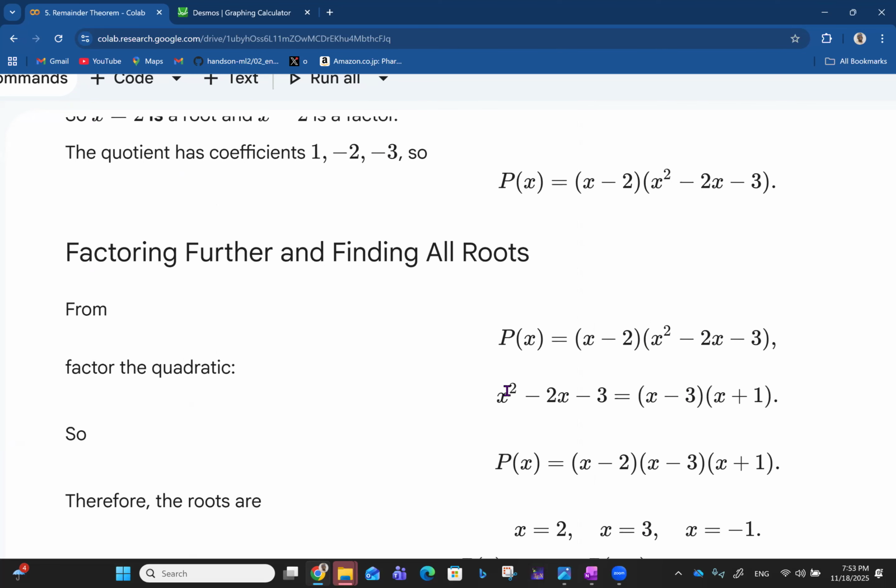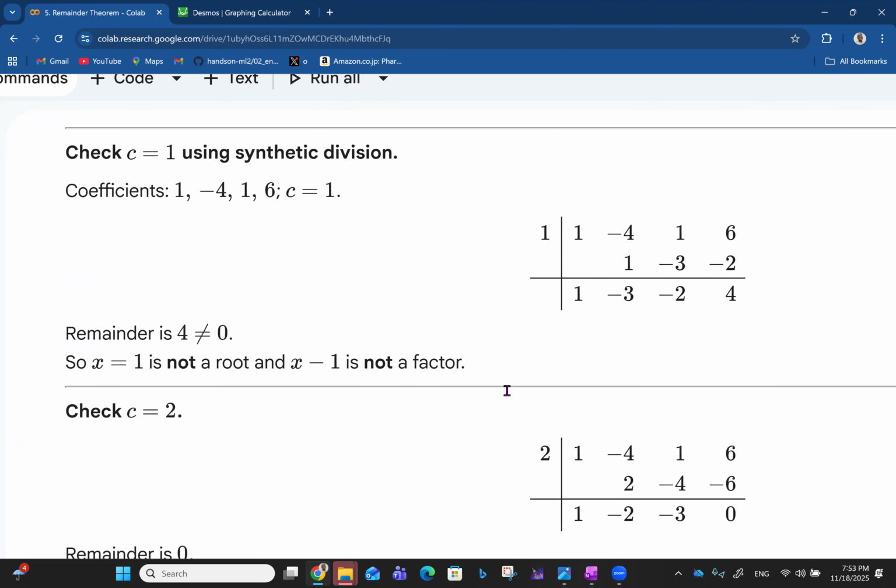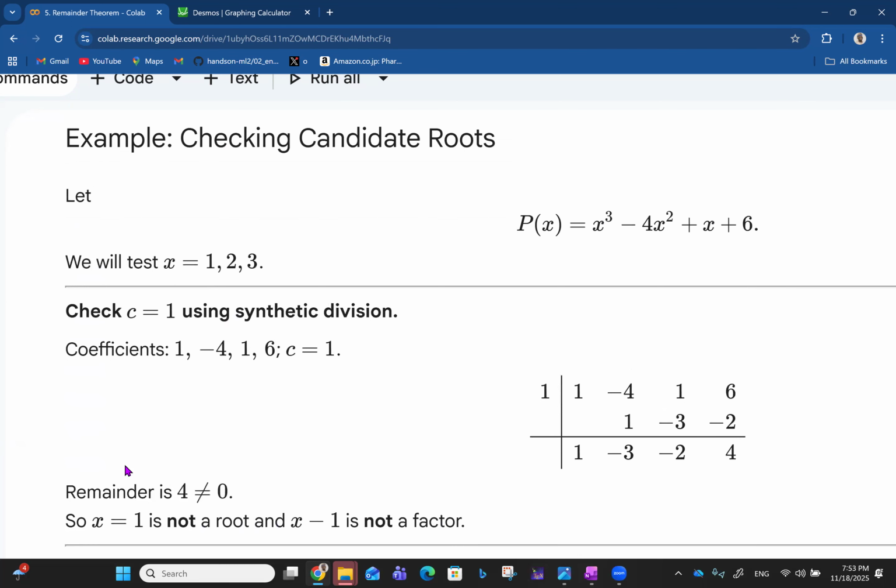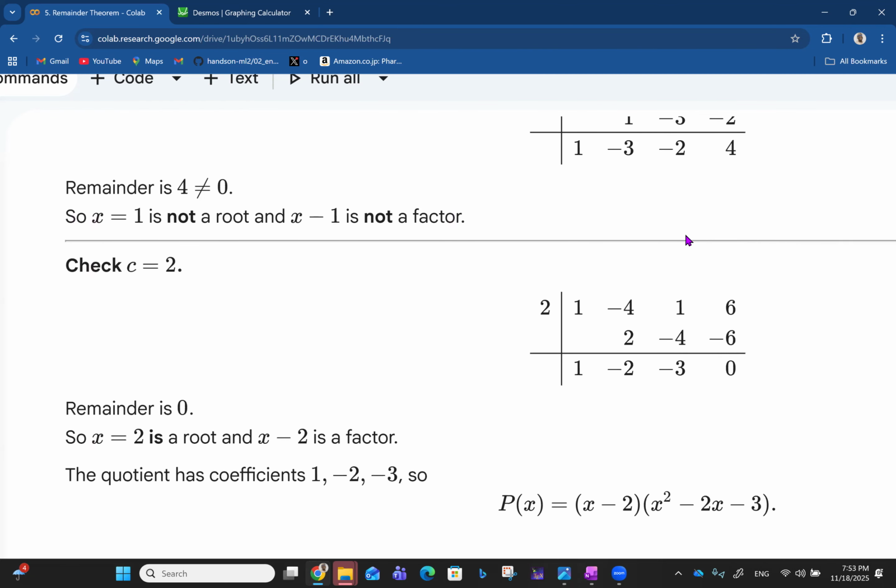So it means that 1 is giving us this remainder of 4. So the remainder is 4, which is not 0. So that means x equals 1 is not a root. That means x minus 1 is not a factor of this expression. That's step 1.